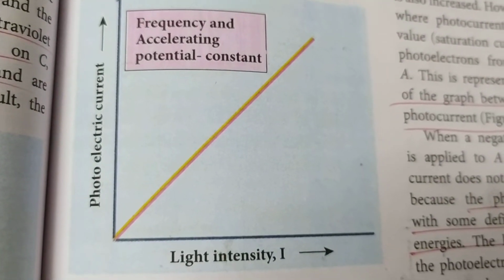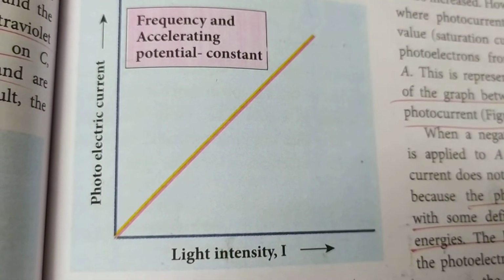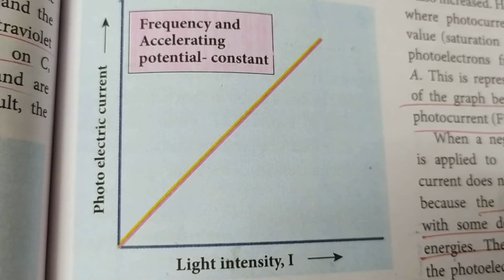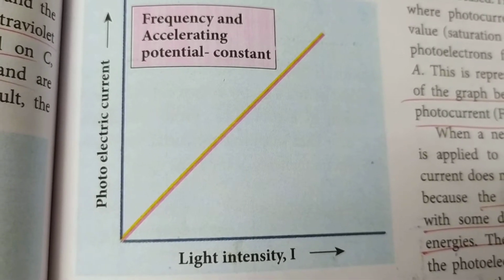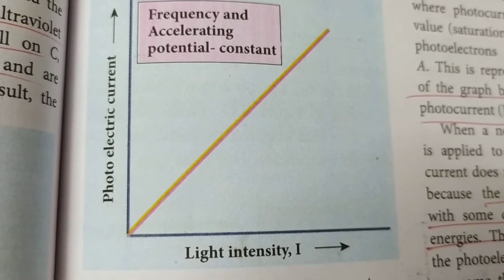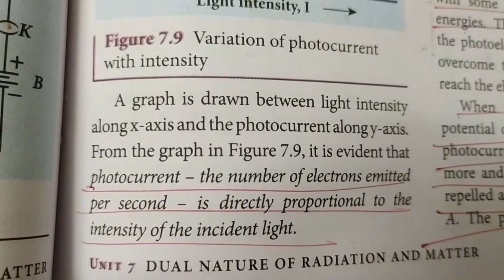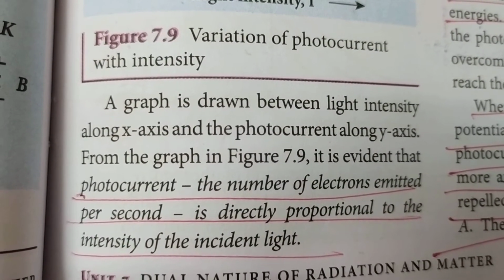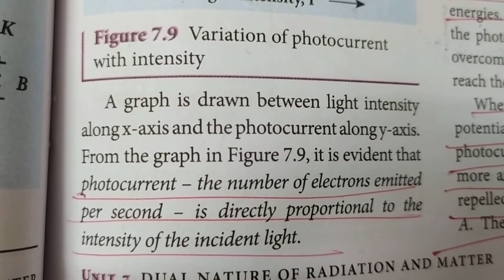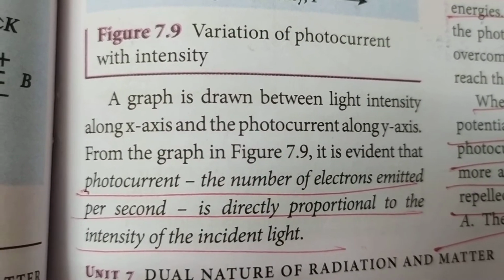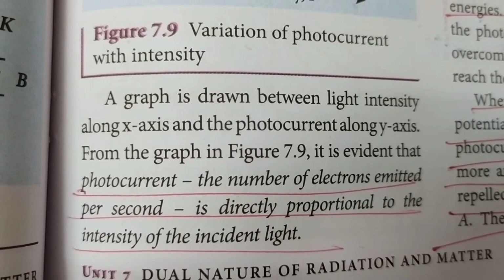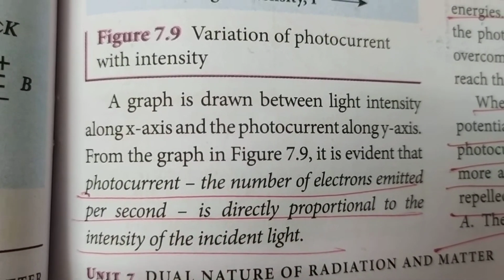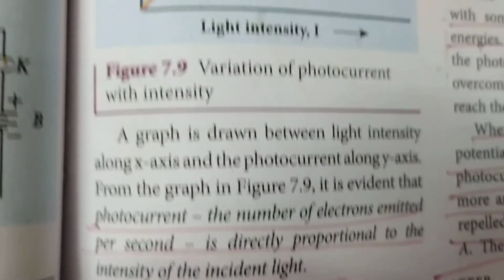From the graph you can understand that when the intensity increases, the current also increases, and here the other two things, the frequency and accelerating potential, are kept constant. So you can say that the photocurrent, that means the number of electrons emitted per second, is directly proportional to the intensity of the incident light, which means that when the intensity increases, the photoelectric current also increases. So this is about the first graph.